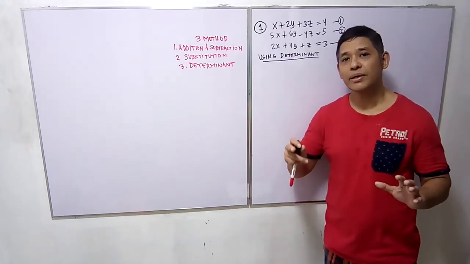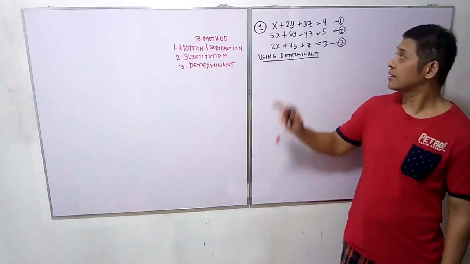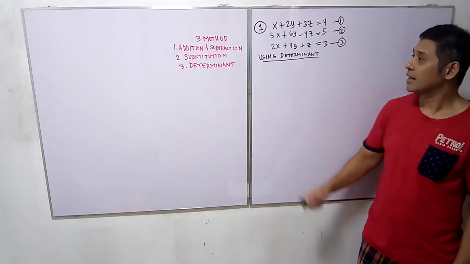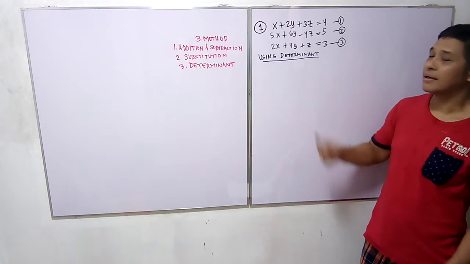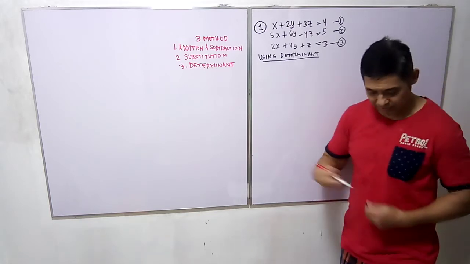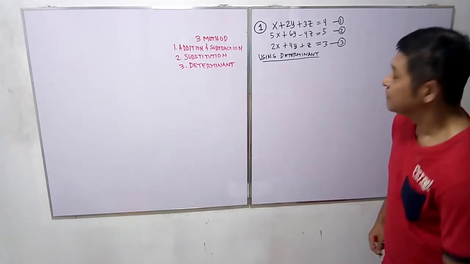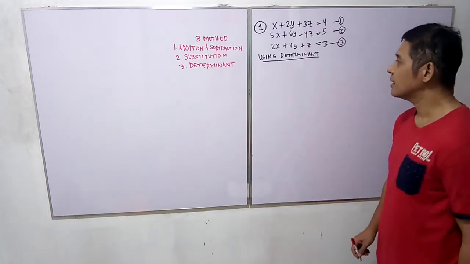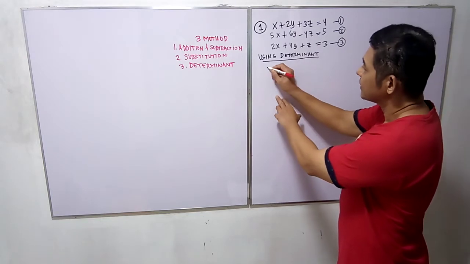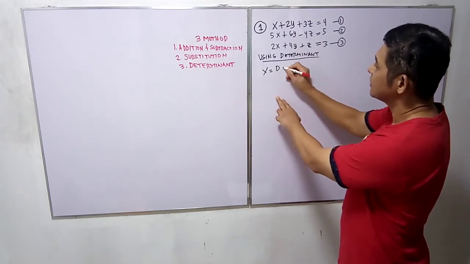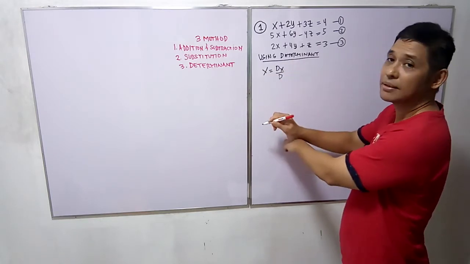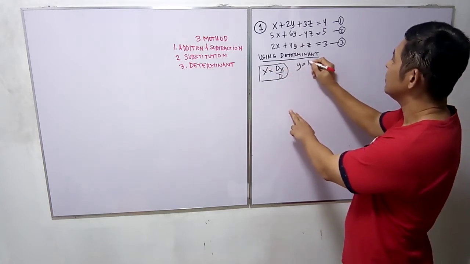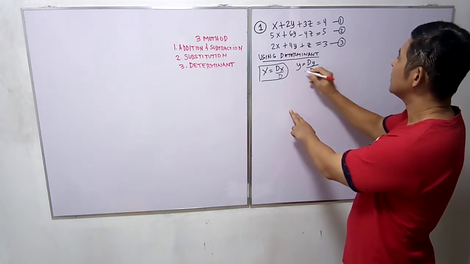Solutions of linear equations with 3 variables and 3 equations. Kaya nga lang, sasagutan sa pamamagitan ng determinant. Meron pong simpleng formula na ginagamit dito. Yung x is equals to dx over denominator d. Then yung y is equals to dy over denominator d.